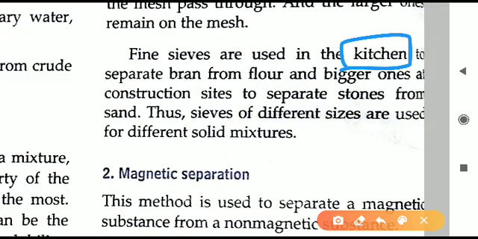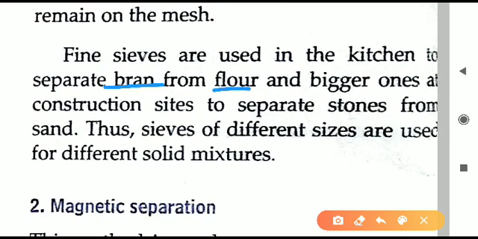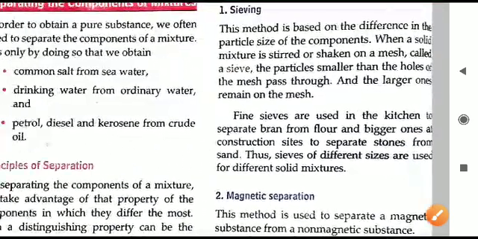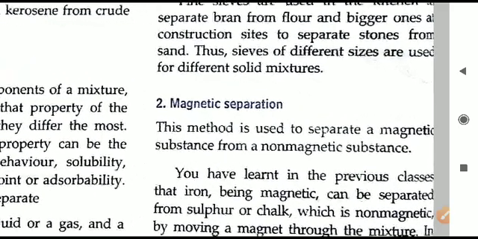In the kitchen, in day-to-day activity, you may have observed that bran and flour can be separated by this method. Bran is separated from the flour by sieving. Next, at construction sites, sand and stones can be separated from each other using sieving. When they shake the mixture of sand and stone, the stones will remain upwards and the sand will fall down from the mesh. So this is how we can separate solid mixtures. One is larger in size, another is smaller; smaller particles fall down, bigger ones remain upwards on the mesh.